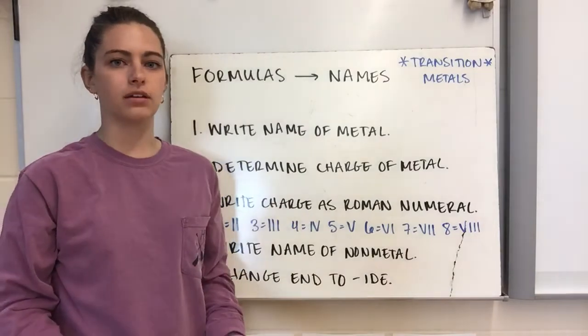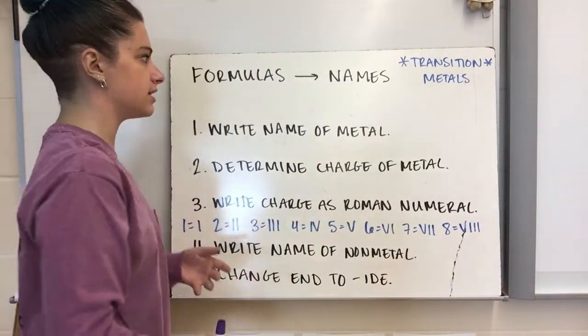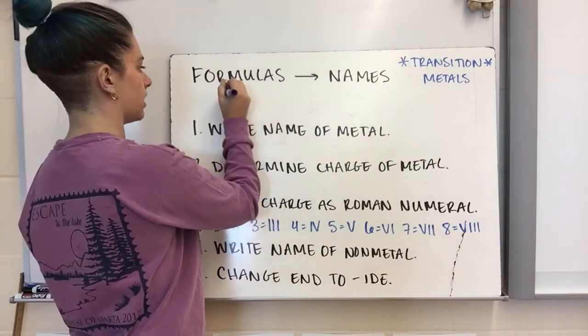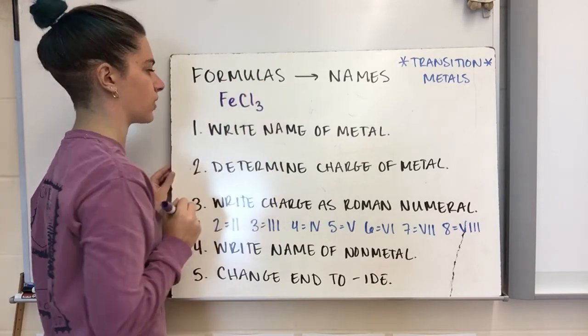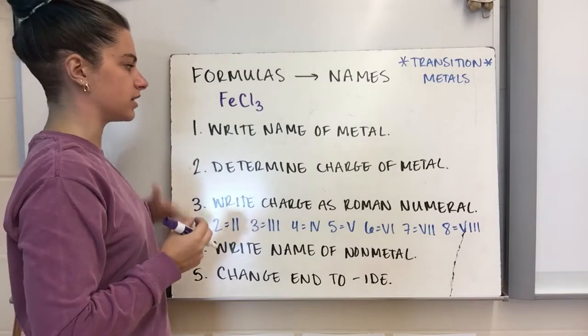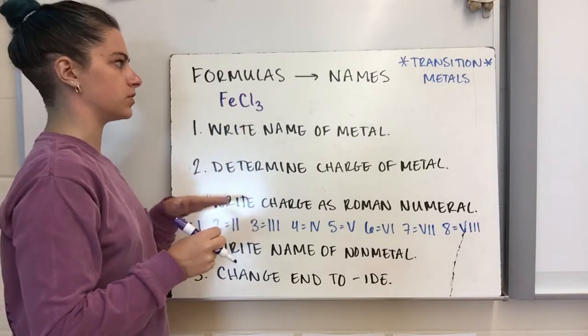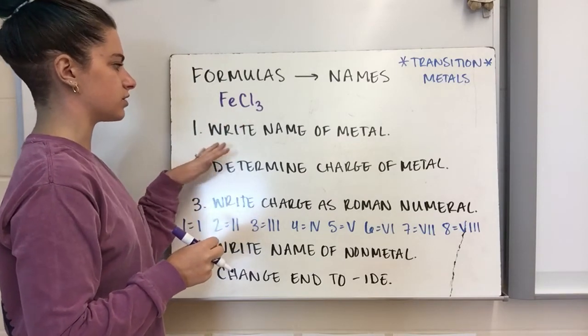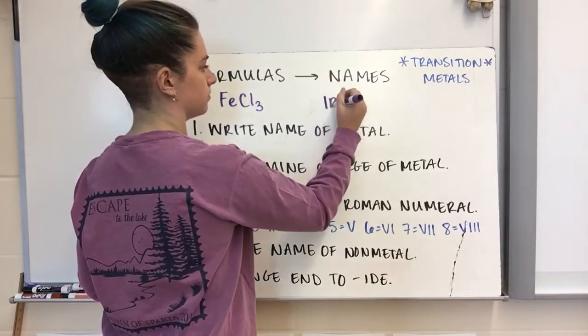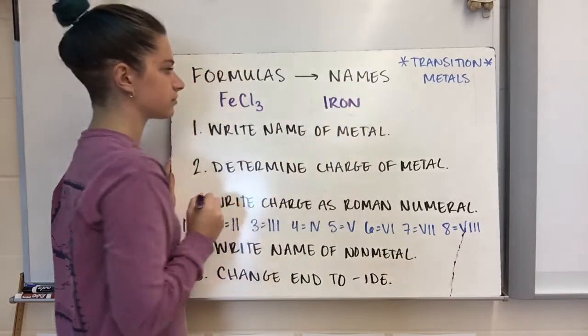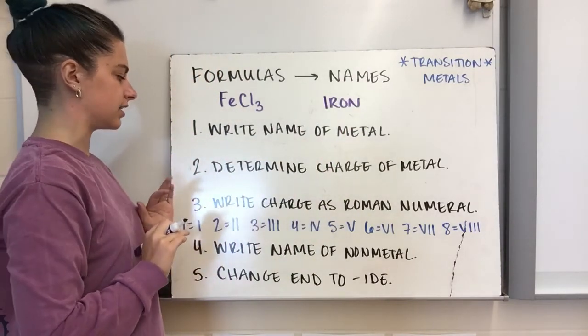So we're going to look at a variation of this, and that is when our metal is a transition metal. So the example that we're going to use for this one is FeCl3. Okay, so I have my list of steps and I'm going to use this as my example to write the name. So the first thing is to write the name of the metal. So Fe is iron. Okay, so far it's exactly the same.